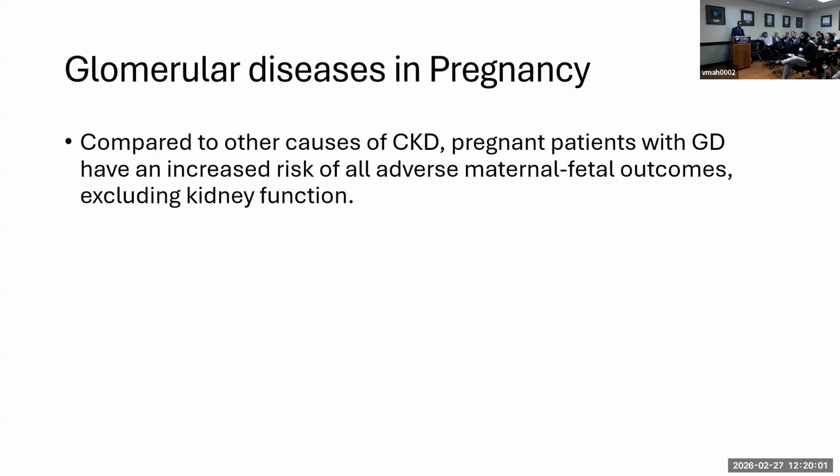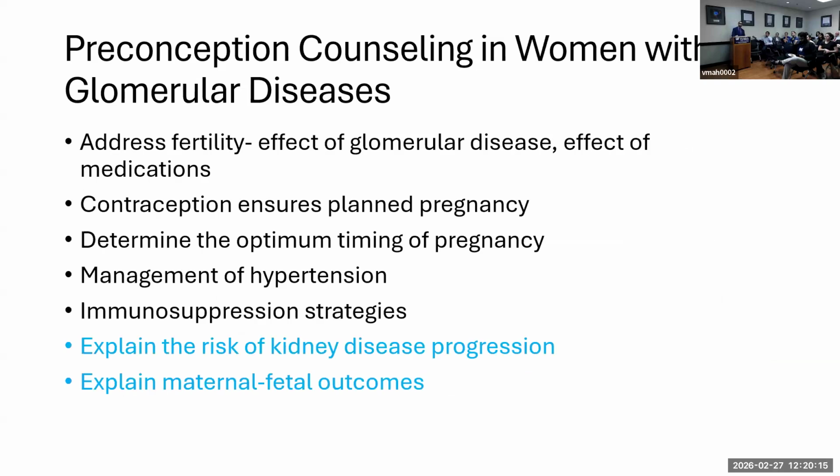So now I'd like to get a little bit more into the glomerular disease part of it. Compared to other causes of chronic kidney disease, your outcomes are worse in patients that have glomerular disease, excluding kidney function, and we'll get into that a little bit later. So how would you approach preconception counseling? First of all, we won't be covering all of these, but we'll cover some of them.